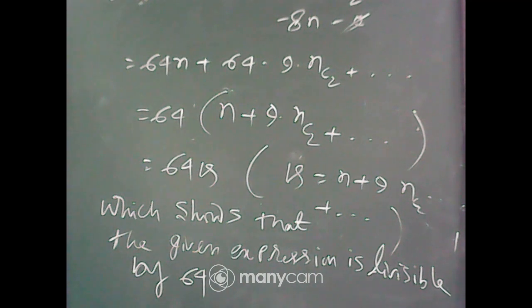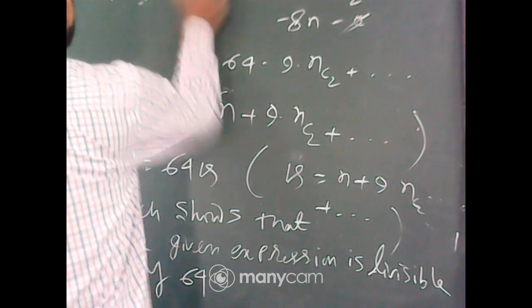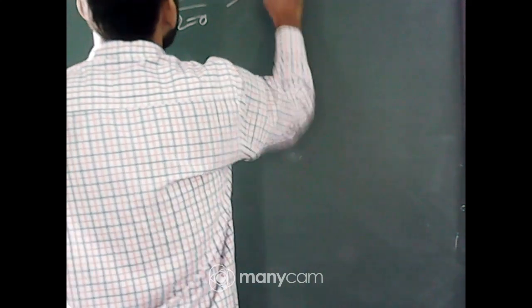Okay, so come to the last one, question number 14. Here you have to show that summation r equals 0 to n, 3 to the power r nCr equals 4 to the power n.